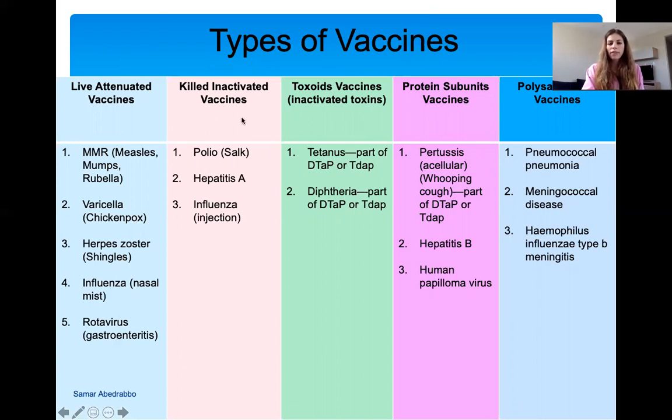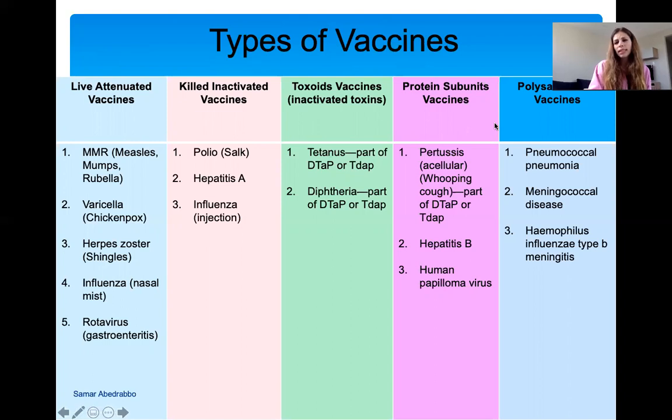Killed inactivated vaccines, examples of that are the Salk's polio vaccine, hepatitis A vaccine, and then another influenza vaccine. Toxoid vaccines is when we take inactivated toxins that would otherwise cause, so if you didn't have the vaccine and you got infected with organisms that produce the toxin, you would get sick. So we create inactivated toxin vaccines.